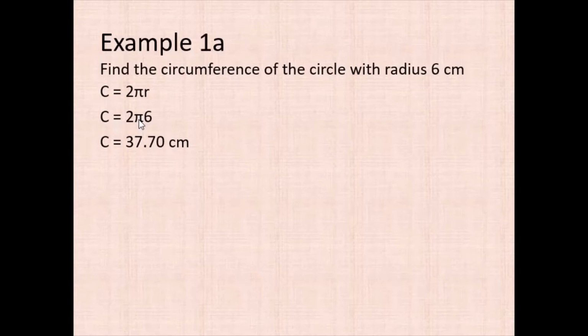Press second, and on the graphing calculators there's that little hat symbol over on the right side of the calculator, so you can actually use the symbol pi. You could also use 3.14 if you can't find a calculator with pi on it. That would work as well. So anyways, you do 2 times pi times 6, and it'll be 37.70.